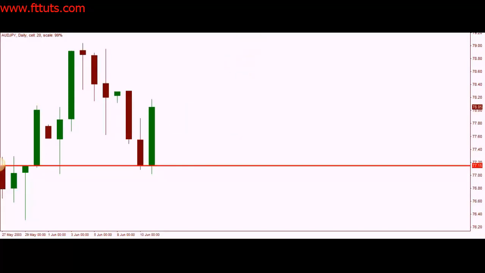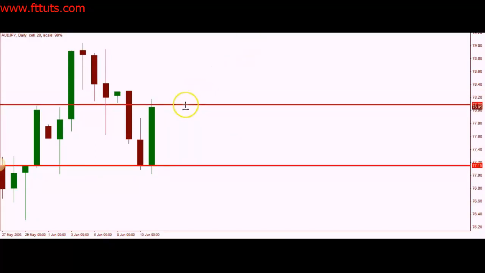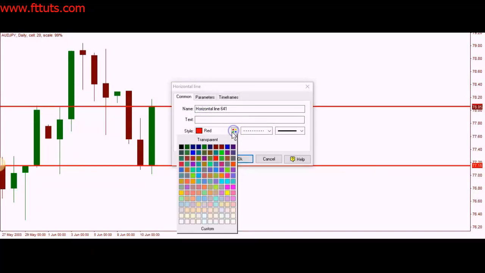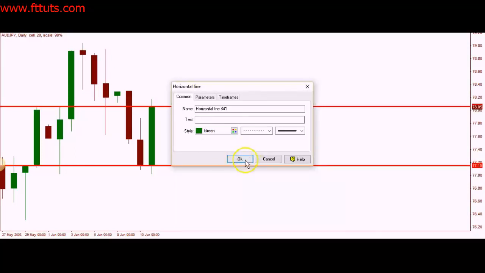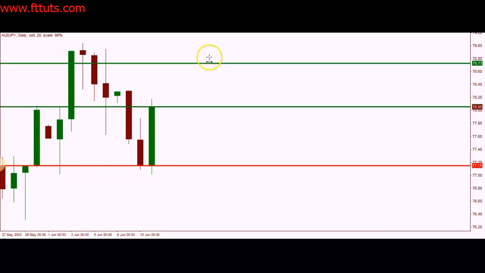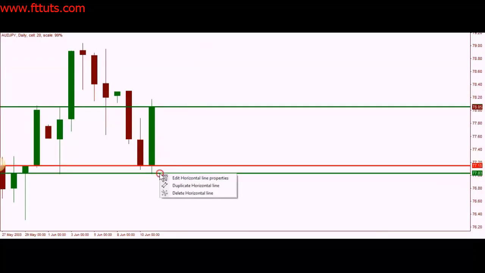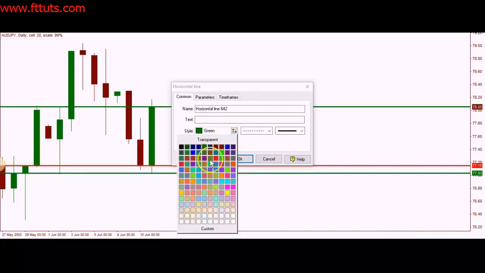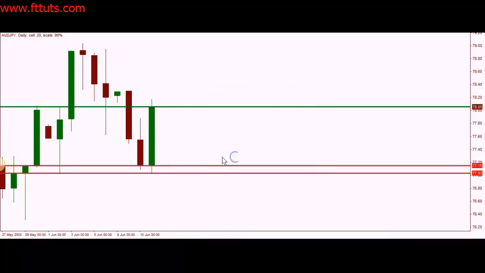So let's mark this with a green line. That's our entry. Green is going to be our entry. And then our stop loss will be down here somewhere. So we'll just mark stop loss down here. Make that red. And then that's our stop loss down here.